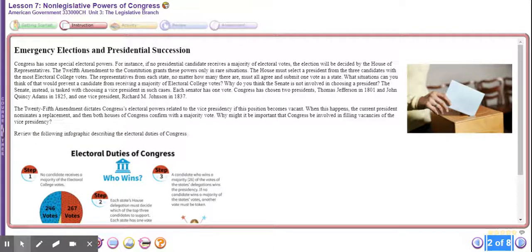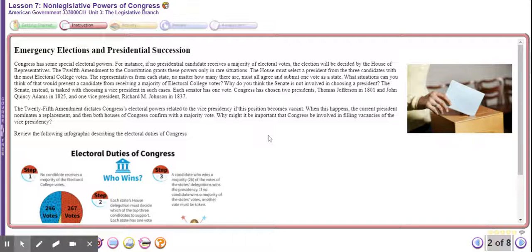If a candidate doesn't have a majority, then the election is actually decided by the House of Representatives. It's unusual, but in that situation, the House of Representatives, Congress, will actually choose the president. And that's outlined all in the 12th Amendment to the Constitution. The 12th Amendment outlines all of that, and the Constitution grants those powers to Congress in rare situations.